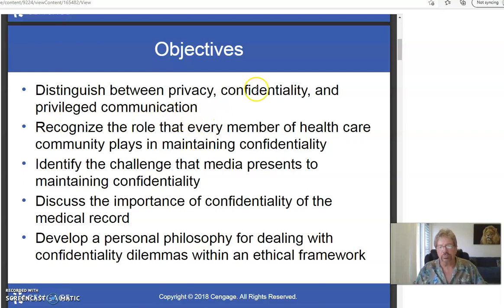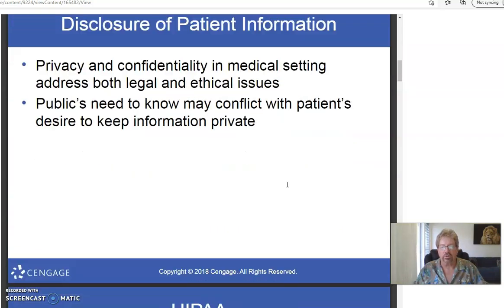Objectives: distinguish between privacy, confidentiality, and privileged communication. Recognize the role that every member of the healthcare community plays in maintaining confidentiality. Identify the challenge that media presents to maintaining it. Discuss the importance of confidentiality of the medical record. Develop a personal philosophy for dealing with confidentiality dilemmas within an ethical framework.